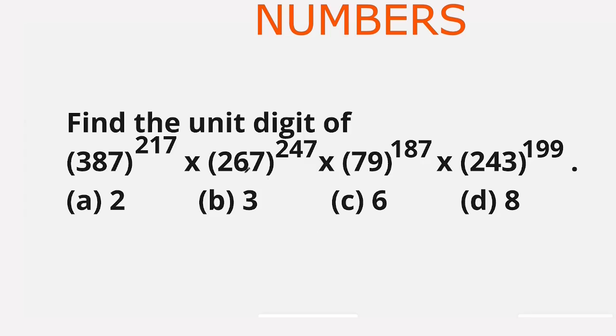Our question is, find the unit digit of 387 to the power 217 multiplied by 267 to the power 247 multiplied by 79 to the power 187 multiplied by 243 to the power 199. The given options are option A 2, option B 3, option C 6, option D 8.